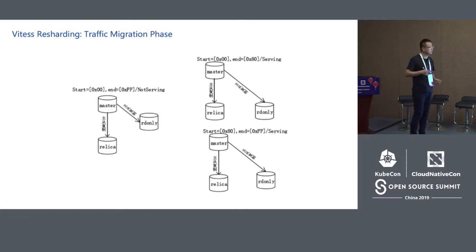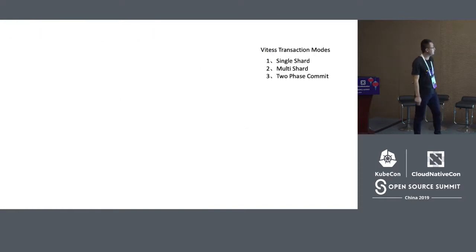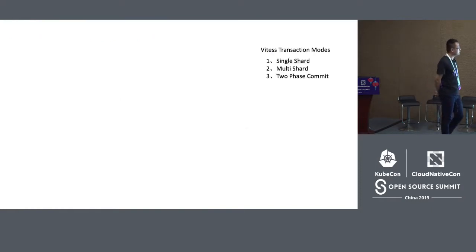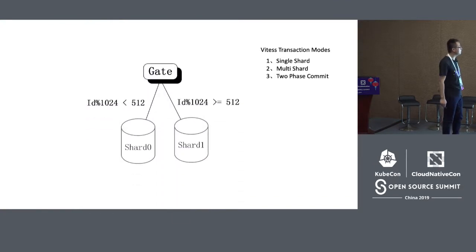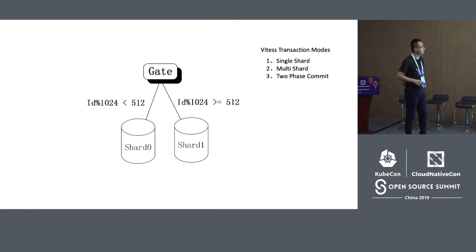This is the sharding system. We have been working on this resharding process many times already inside JD.com. And here is another Vitess feature, transactions. And we have two-phase commit.